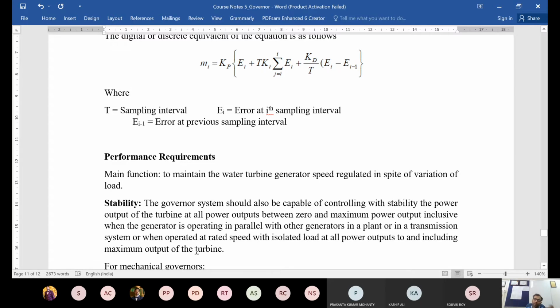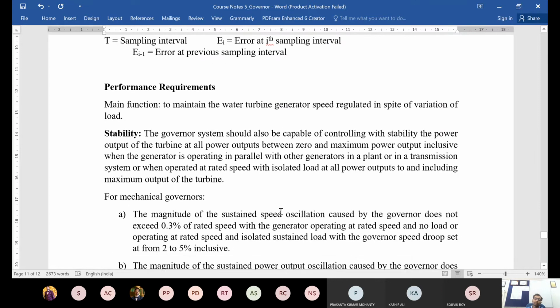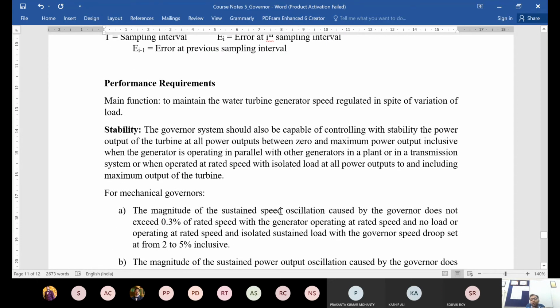So under that condition also, as well as if a particular generator is operating in isolated mode just with its own loading, in that mode also. So in either mode of operation, the stability of operation should be ensured. There are some guidelines given here in terms of how much oscillations are allowed, and it is recommended for stability of the overall generating mechanism.